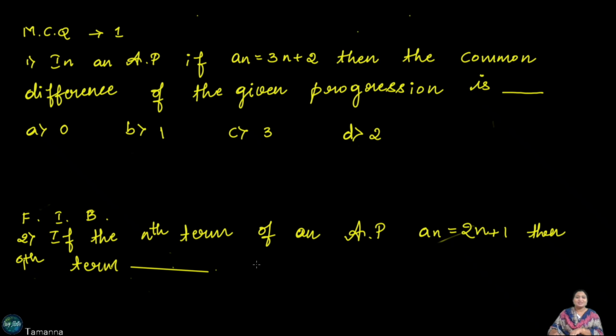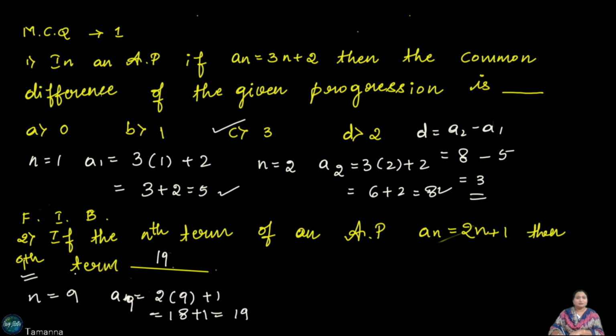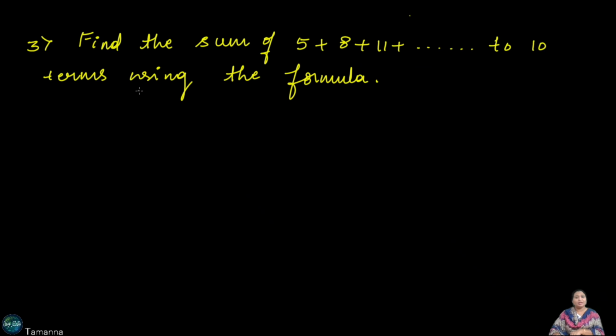So next, the question regarding 2 marks is definitely related to the Sn formula. The Sn formula, 2 marks question and 3 marks question, that is an easy one, very easy one here. The third question is given regarding the sum: find the sum of 5 plus 8 plus 11 plus so on, up to 10 terms using the formula.